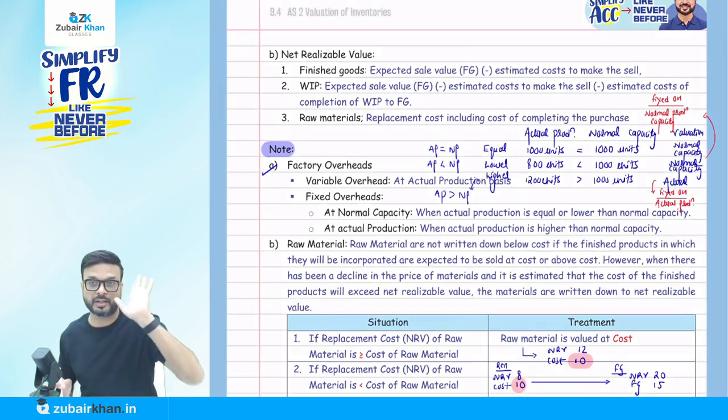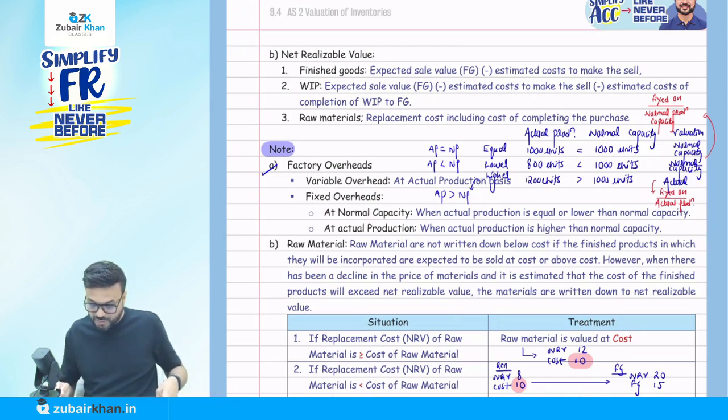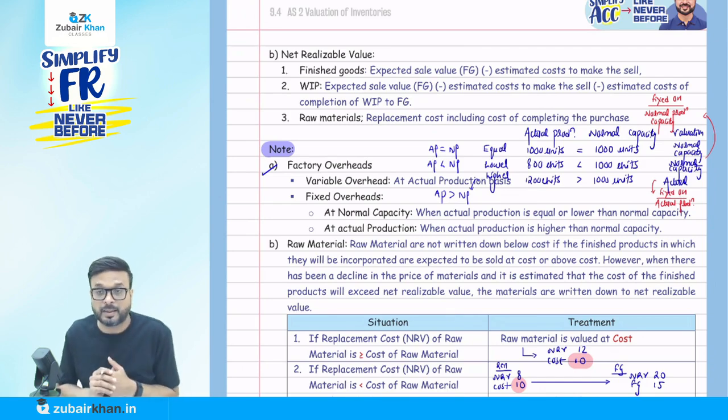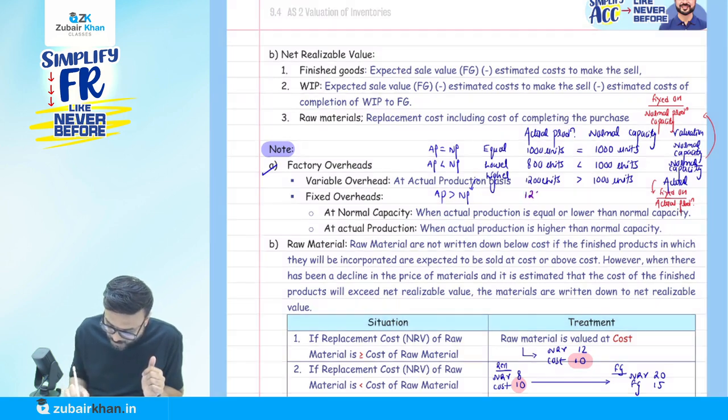Let me tell you the logic quickly. Now please understand this one. If my actual production is 1200 units and the normal capacity is 1000, and total fixed overheads are 120,000, let me change the color here. If I divide the fixed overheads by 1000 only, 1000 is the normal capacity.